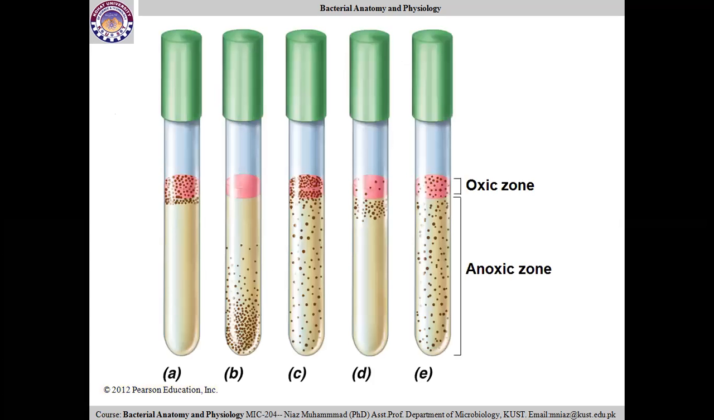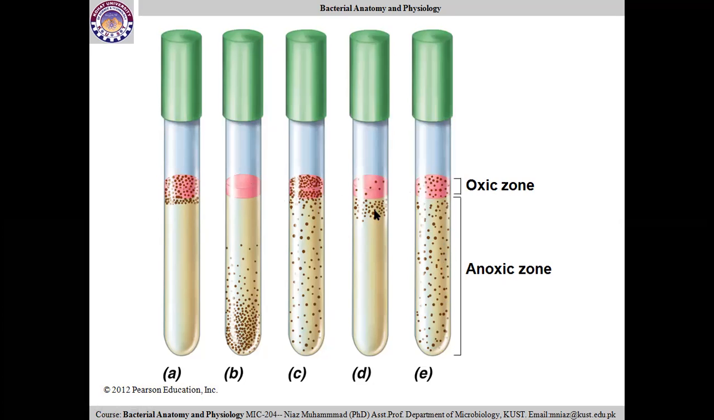If you see in A, aerobic microorganisms will grow on the surface, anaerobic microorganisms will grow at the bottom where oxygen is not present, and microaerophilic microorganisms will grow beneath the surface. These will be the microaerophilic. This is the oxygen zone. Here aerobic microorganisms will grow. These are aerobic. Okay. This is the anaerobic zone.